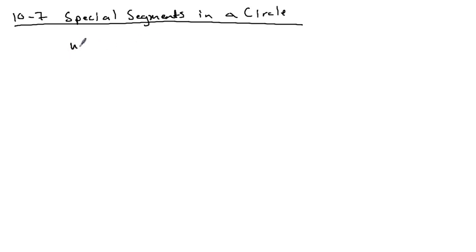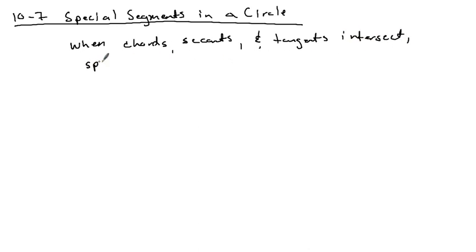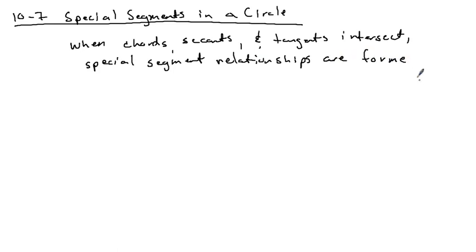And so what we're going to say is when chords, secants, and tangents intersect, special segment relationships are formed. Previously, when they intersected, we made angle relationships. What we're going to do now is segment relationships, and there's three things that can happen.